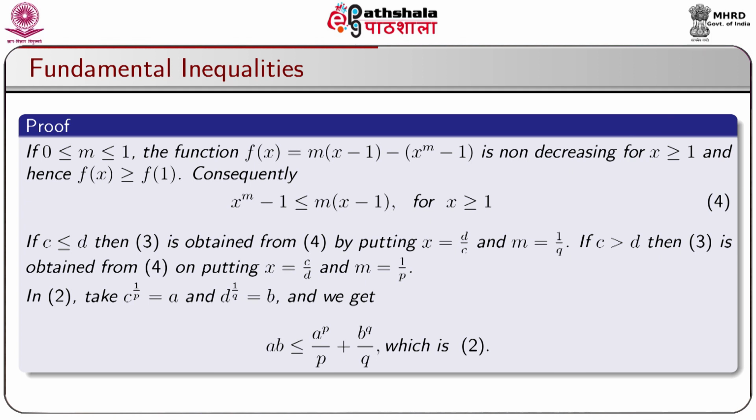If c is less than or equal to d, then 3 is obtained from 4 by putting x = d/c and m = 1/q. If c is greater than d, then 3 is obtained from 4 on putting x = c/d and m = 1/p. In equation number 2, take c^(1/p) = a and d^(1/q) = b, and we get a·b is less than or equal to a^p/p + b^q/q, which is the equation number 2.